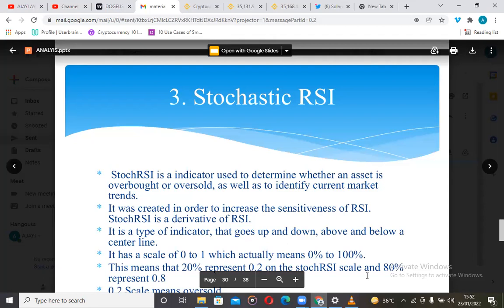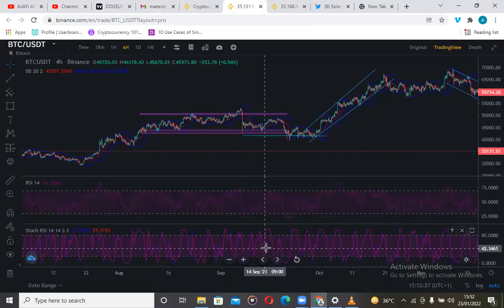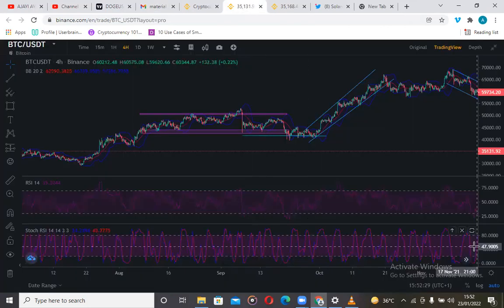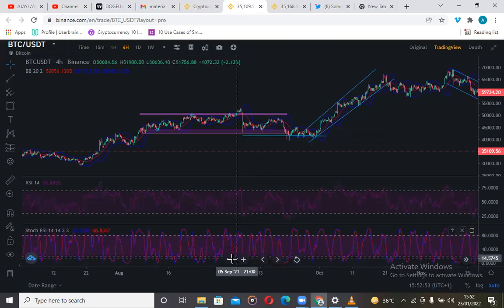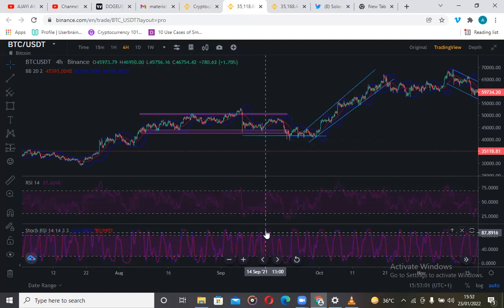It's a type of indicator that goes up and down around a center line. Now, this is the center line. The center line is always at 50. When it goes down, that's the best time for you to buy. When it goes up, that's the best time for you to sell.